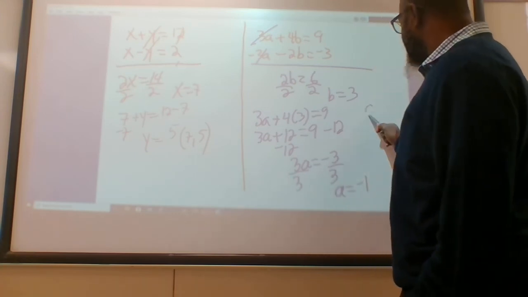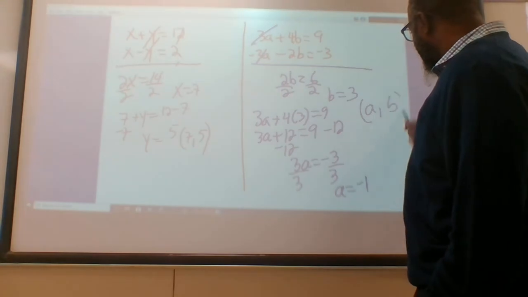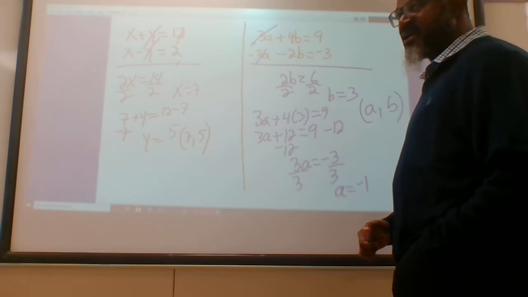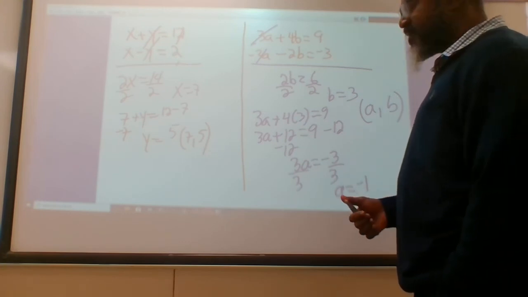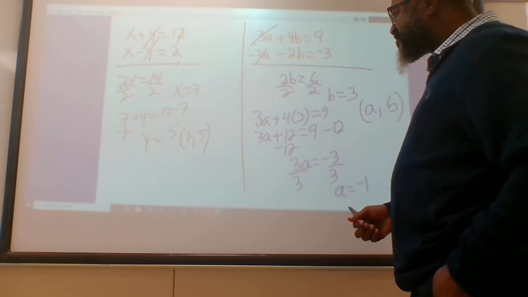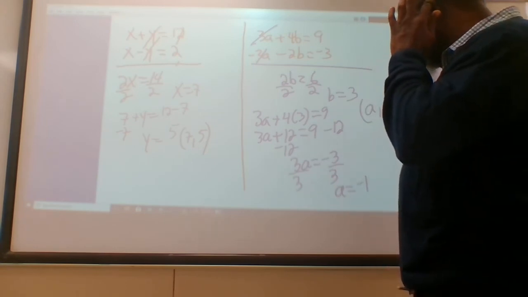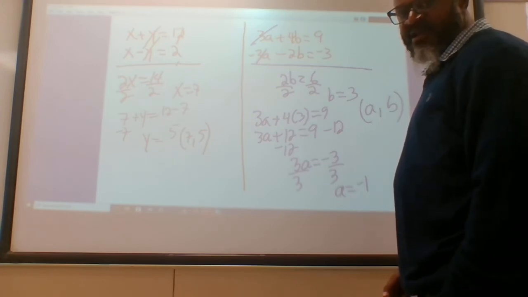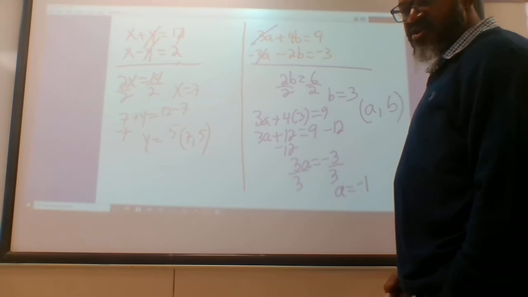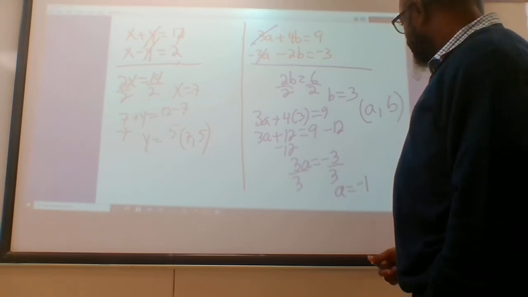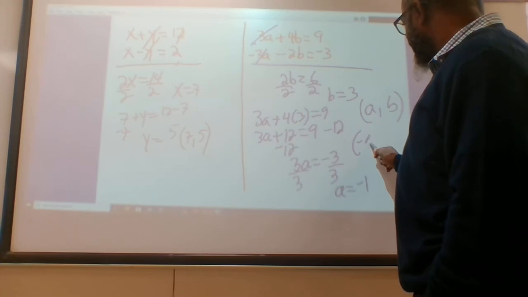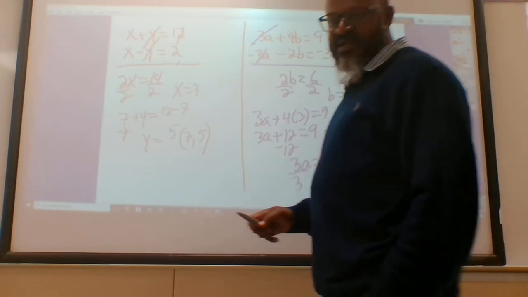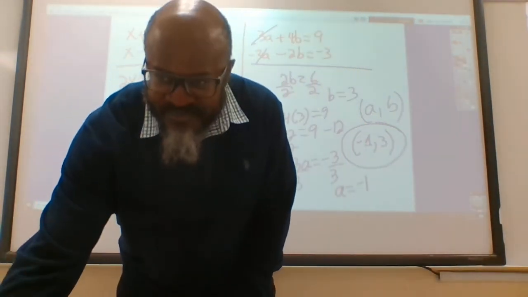Since I'm using a and b, that's in alpha order. My variable that comes first is the same thing as my x, and the variable that follows second is my y. Actually, when you're solving your equation, if it's not x and y, your solution has to be in alpha order. Whatever letter comes first in the alphabet is your x, and the one that follows is your y. In this case, my solution is negative 1, comma 3. And that is the solution of the system. That's what will satisfy the system.